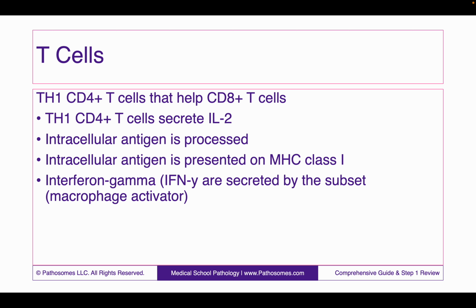T helper 1 CD4 positive T cells that help CD8 positive T cells. Okay, let's talk about them. T helper 1 CD4 positive T cells secrete interleukin 2. Intracellular antigen is processed and presented on MHC class 1. Interferon gamma, IFN gamma, is secreted by the subset and is a macrophage activator.